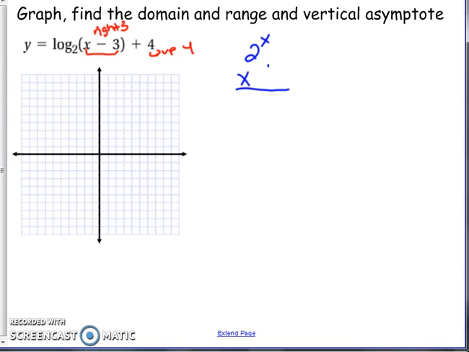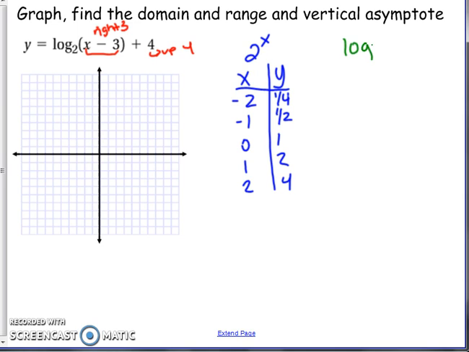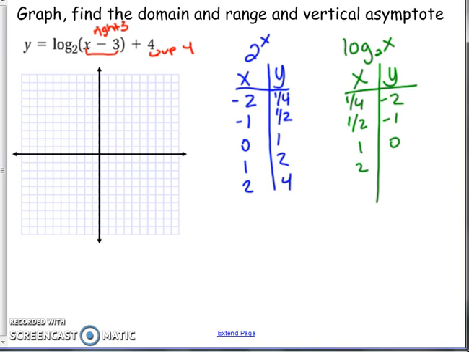So let's make our xy chart for that. I'm going to use -2, -1, 0, 1, 2. And then I get 1/4, 1/2, 1, 2, and 4. So if we do log base 2 of x, it's going to be the inverse. So this becomes (1/4, -2), (1/2, -1), (1, 0), (2, 1), and (4, 2).